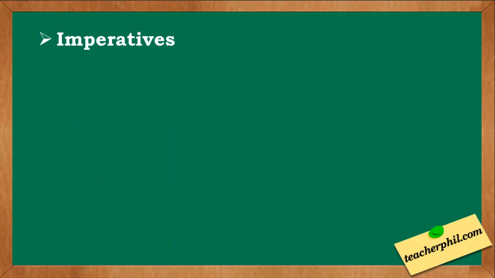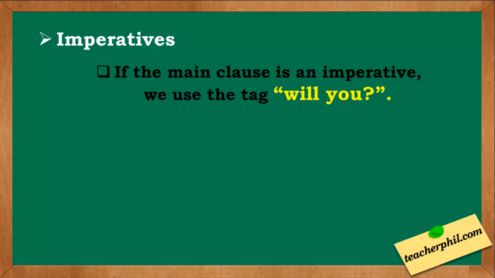The second special rule is about the imperatives. Imperatives are sentences which show orders or commands. So the rule is, if the main clause is an imperative, use the tag will you. Whether the main clause is positive or negative is not important, or if an auxiliary verb is used or not, because if the main clause is an imperative, the tag will you is automatically used.